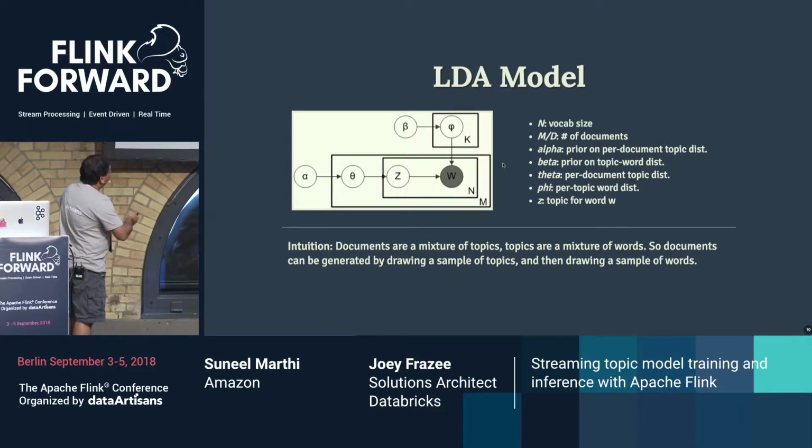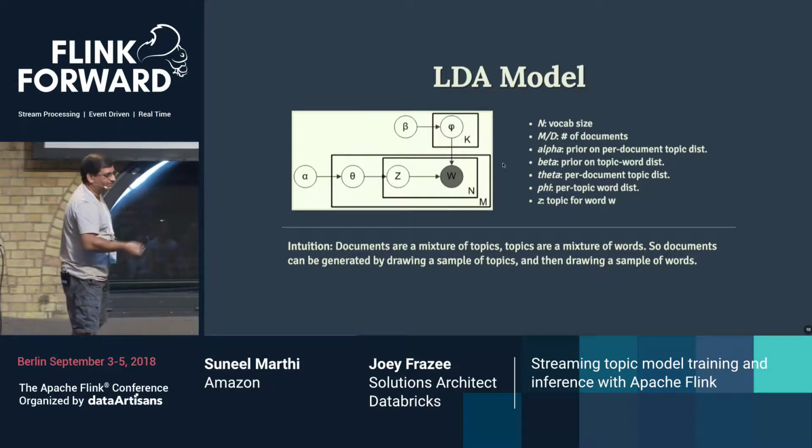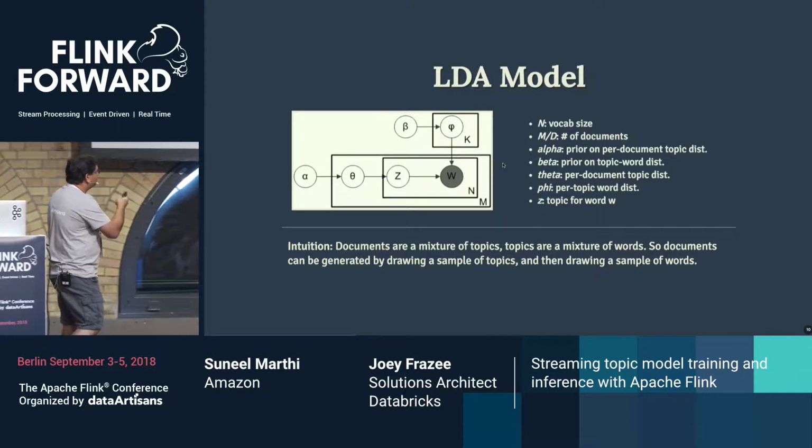And then theta is the per document topic distribution. So in a document, how many different topics can you uncover, that's what theta gives you here. And the phi is, for each topic, how many words across all the documents belong to a specific topic. So it's a kind of a probability distribution that you're looking at.